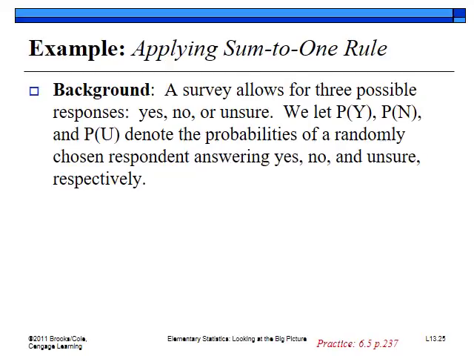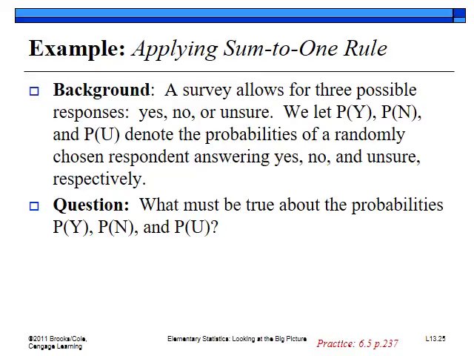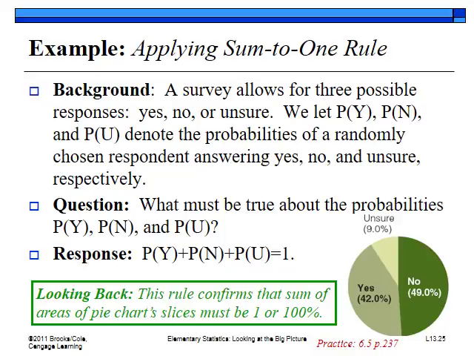So, consider this situation. A survey allows 3 responses: yes, no, or unsure. If we let Y be the outcome of a randomly chosen person having selected yes, N is a randomly chosen person selecting no, and U is for unsure, then what can we say about those 3 probabilities? Probability of yes, probability of no, and probability of unsure. Well, those are the only 3 choices, so the sum to 1 rule tells us that the sum must be 1. This is the reason why pie charts work.